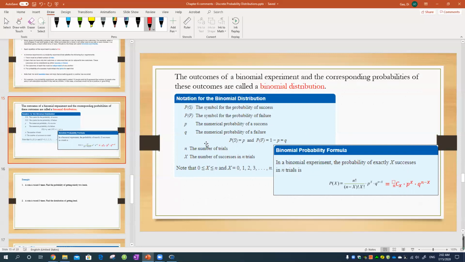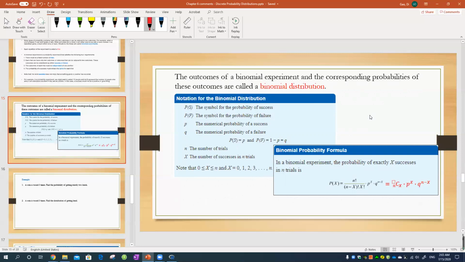And then n means the number of trials we have. And x is the number of successes among n trials. So we have 0 ≤ x ≤ n, and x can be 0, 1, 2, 3, up to n. The possible values for x and their corresponding probabilities generate a binomial distribution.